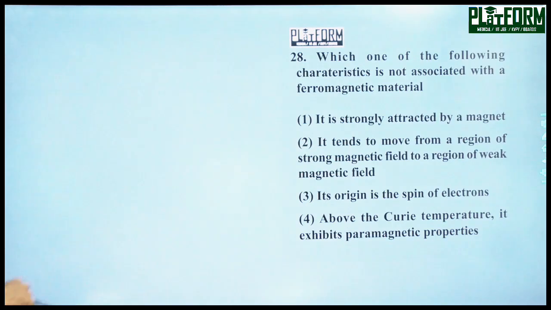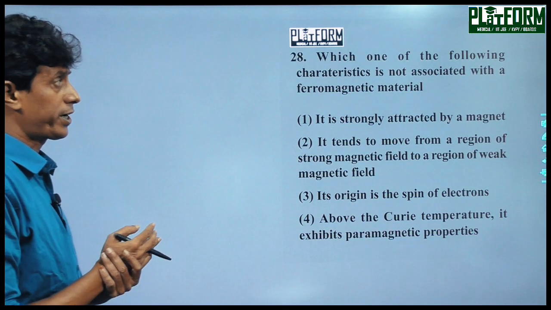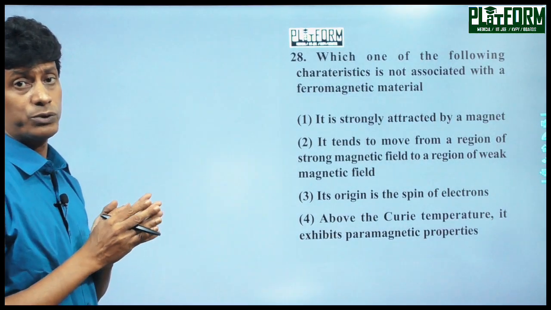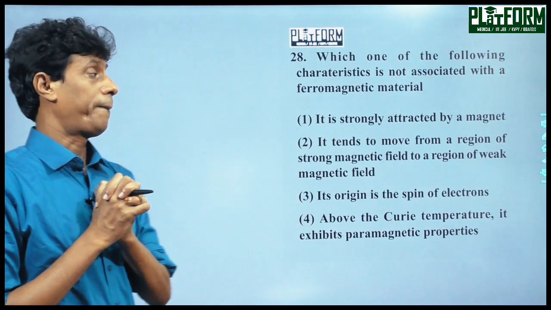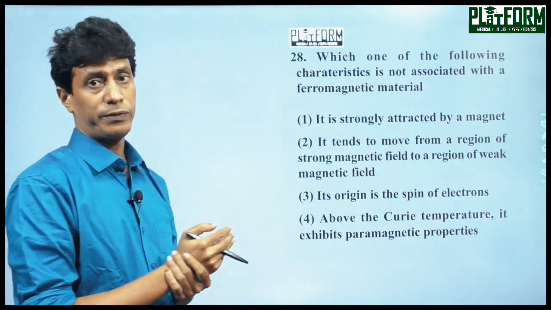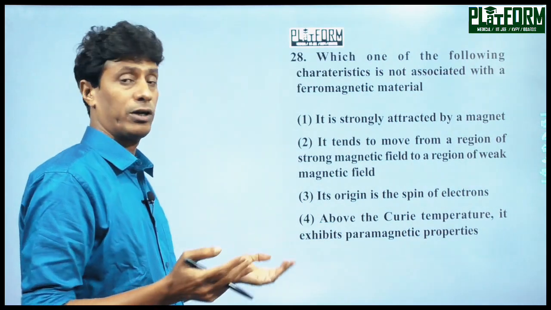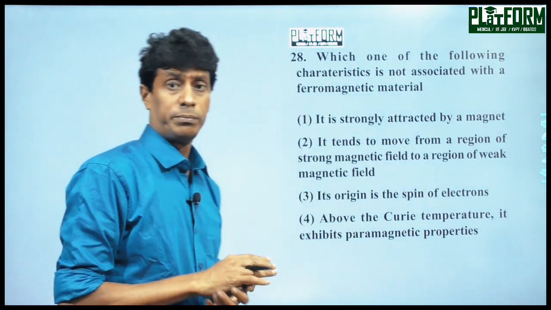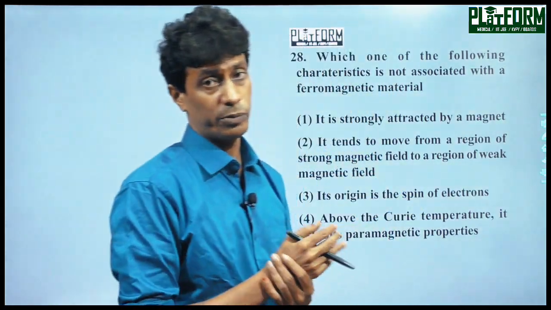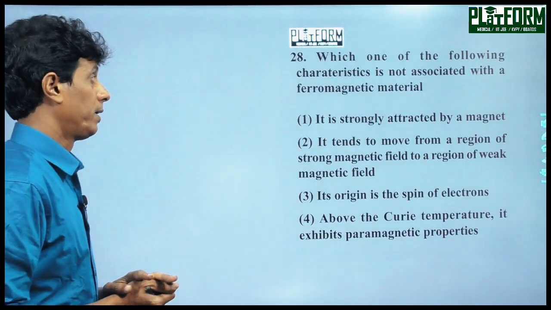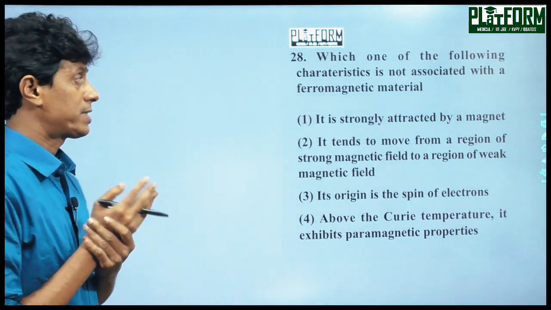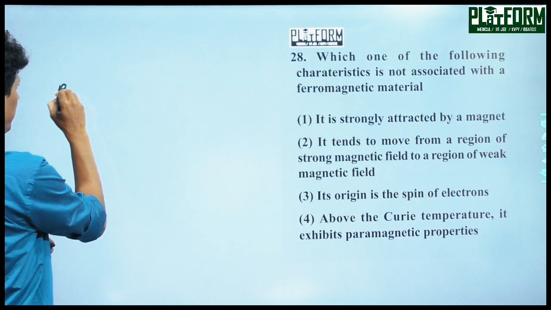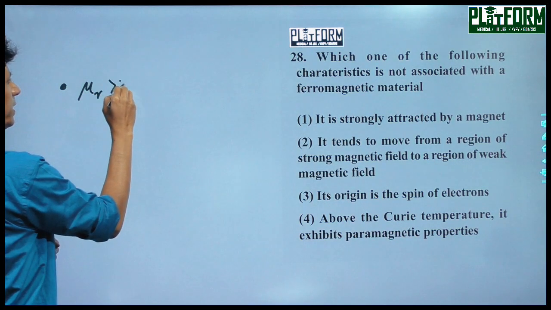Next problem, which of the following characteristics is not associated with ferromagnetic material? This is also based on theoretical questions. You should know the characteristics of ferromagnetic, paramagnetic and diamagnetic materials. My suggestion, you just go through your basic text or NCERT textbook. In the case of a ferromagnetic substance, you know, it has magnetic permeability mu R greater than 1.